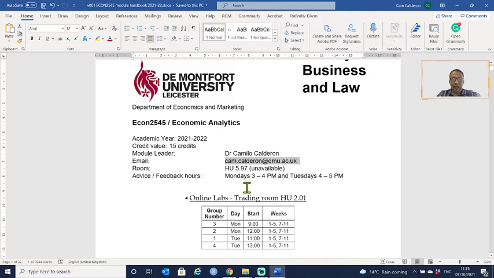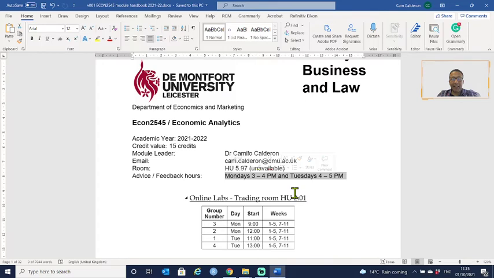And also, these are my advice and feedback hours. If these hours are not good for you for some reason, just let me know. We can just simply sort something else. In terms of online labs, you can take note of this. These are the dates or the days in which we are going to have lab sessions in the trading room, HU 2.01. The sessions are on Monday at 9 a.m. and at 12 p.m. and also on Tuesdays at 11 a.m.